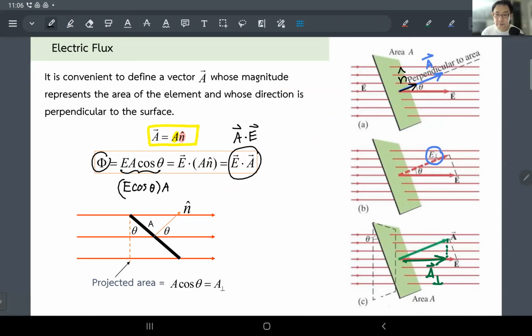Cool. All right. So that gives you a very nice conclusion of how you define your area vector. And once you get that one down, that's the definition of the flux of an electric field through that area. Cool?